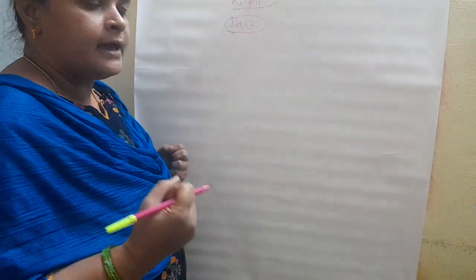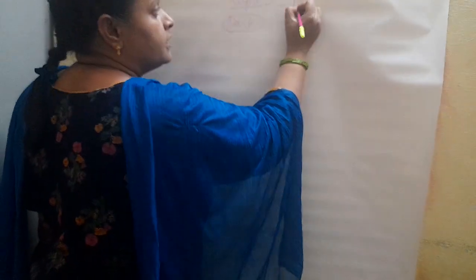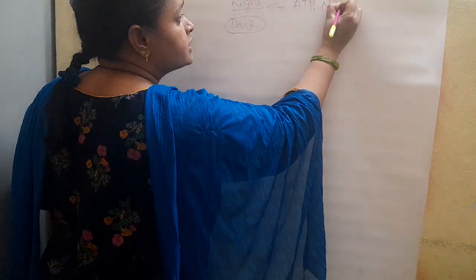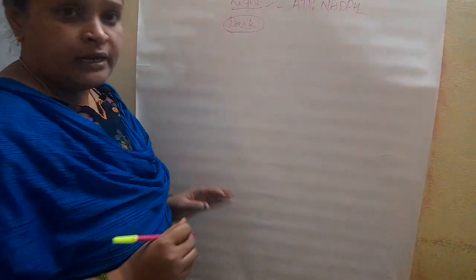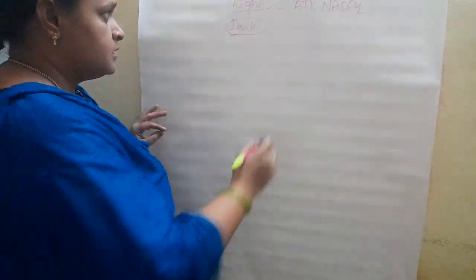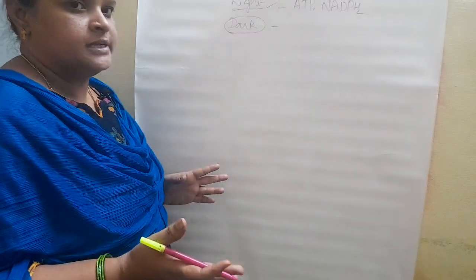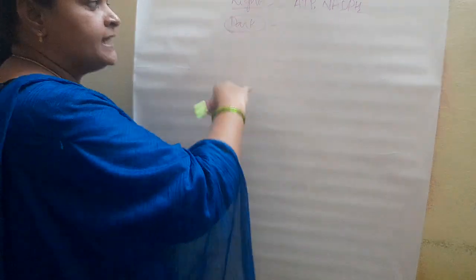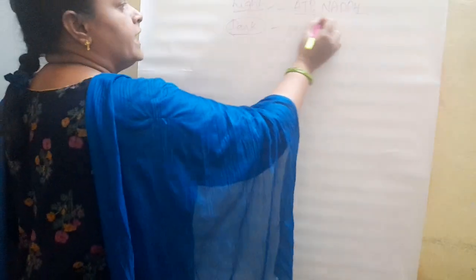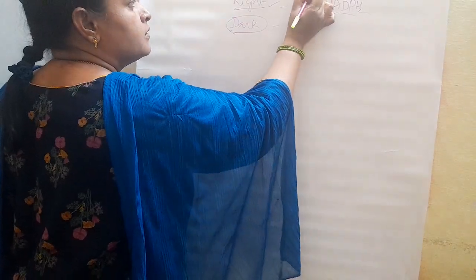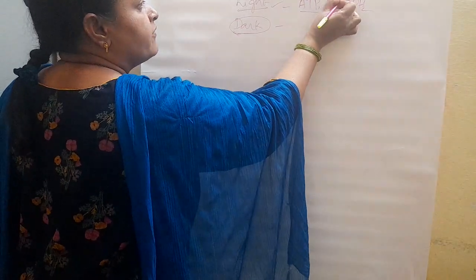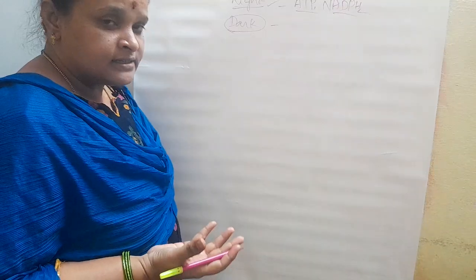In the light phase, energy is produced: ATP and NADPH2 are generated. In the dark phase, that energy is used to biosynthesize glucose. So ATP and NADPH2 are the energy forms, called assimilatory power. Assimilatory power is generated in the light phase, that's why it is called the light phase.